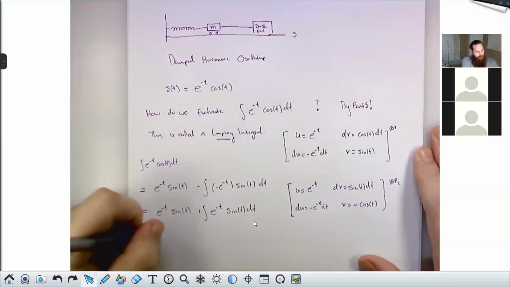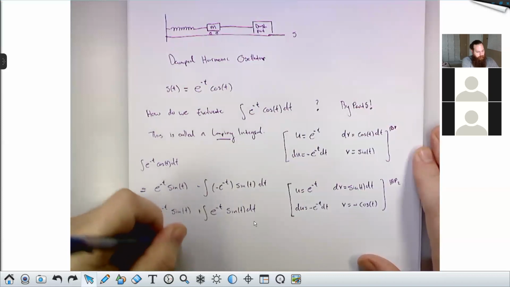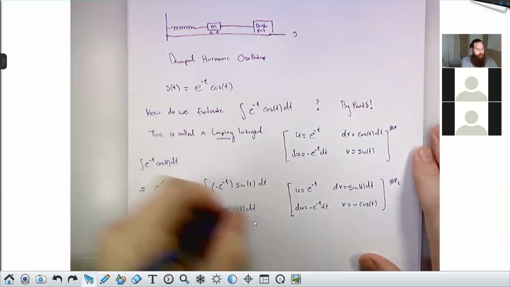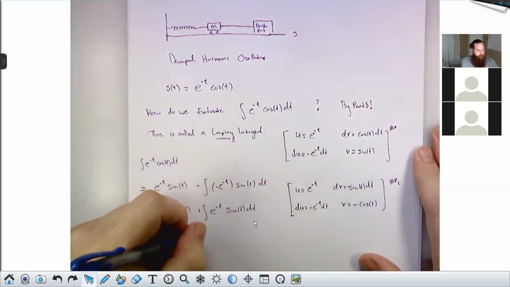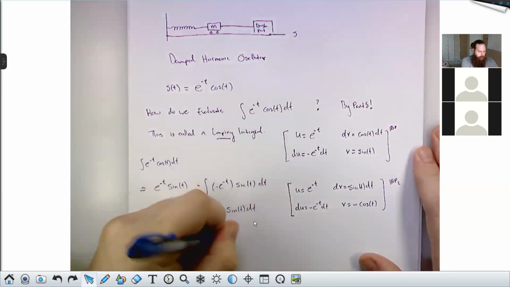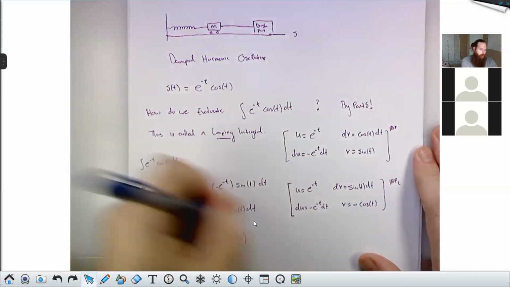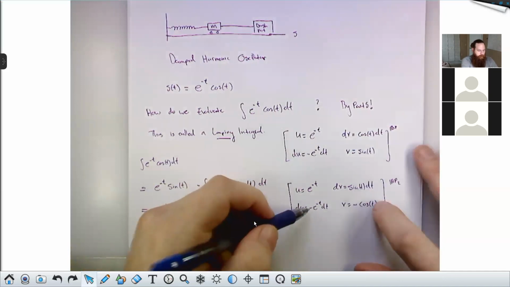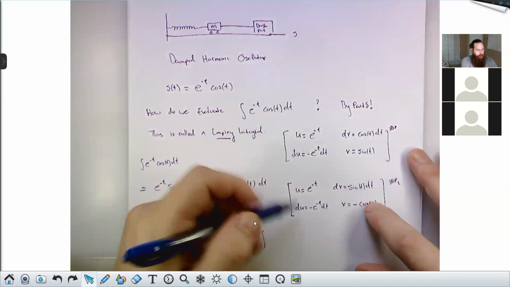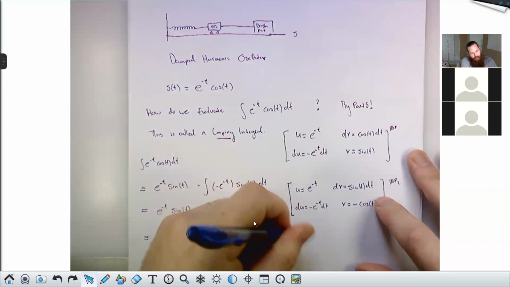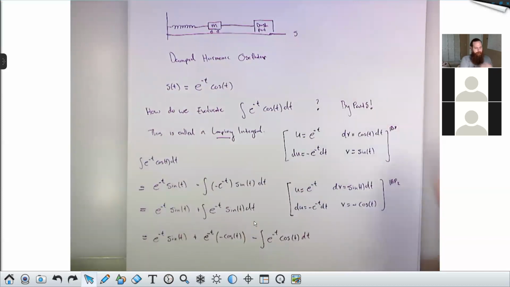And then I come back over here. The e to the negative t sine t out front comes along for the ride. And now to that I need to add this guy's IBP equivalent, which is e to the negative t times negative cos t, that's u times v, minus the integral of v times du. And they've got two negatives here, right? Negative e to the negative t times negative cos t. So I'm just going to write that as e to the negative t cos t dt.